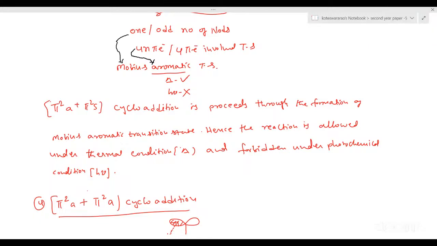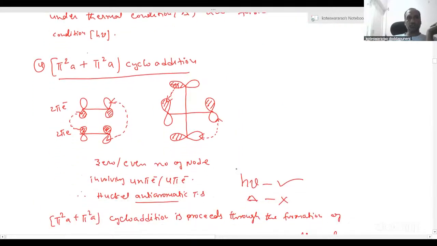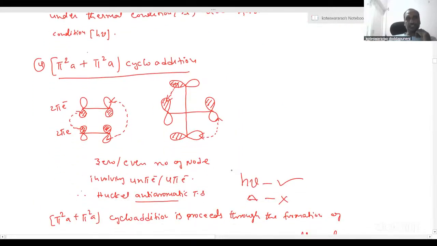Completed, sir. Okay, right. Next is the fourth stereochemical mode, the antara mode of addition. Antara cycloaddition: the first pi system is antara with respect to the second pi system. In both pi systems, opposite phase lobes are involved in the interactions. If you maintain the standard interaction like this, there is no node here. In the second interaction, the opposite lobes are involved, between these two lobes. Now there is no node generation.